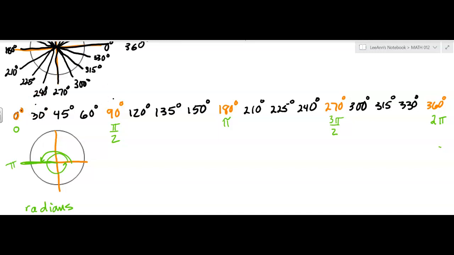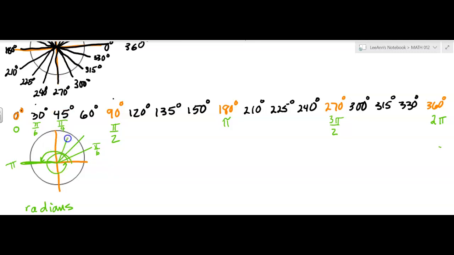Now, think about the relationship between 30 degrees and 90 degrees. It's a third. So what would a third of pi over 2 be? Pi over 6. And so if I went 30 degrees, that would be pi over 6. Now, what if I was at 45 degrees? That's halfway, right? So that's going to be pi over 4.